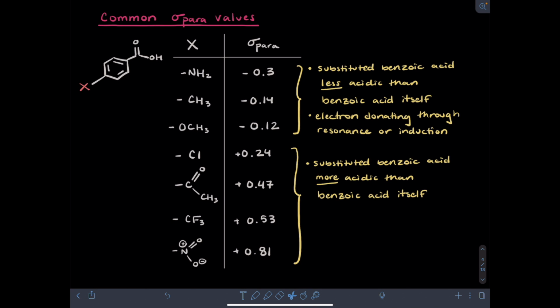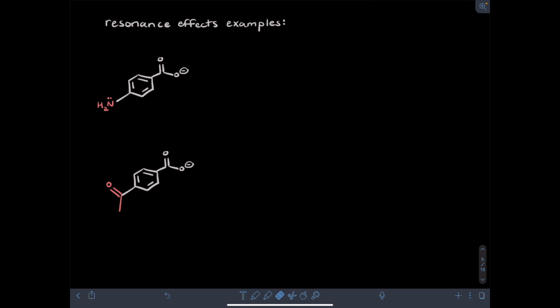Substituents will have positive sigma values if the substituted benzoic acid derivative is more acidic than benzoic acid by itself. And this will be the case when X substituents are electron withdrawing, either through resonance or induction. I want to show what resonance effects would look like for an electron donating group compared to an electron withdrawing group.